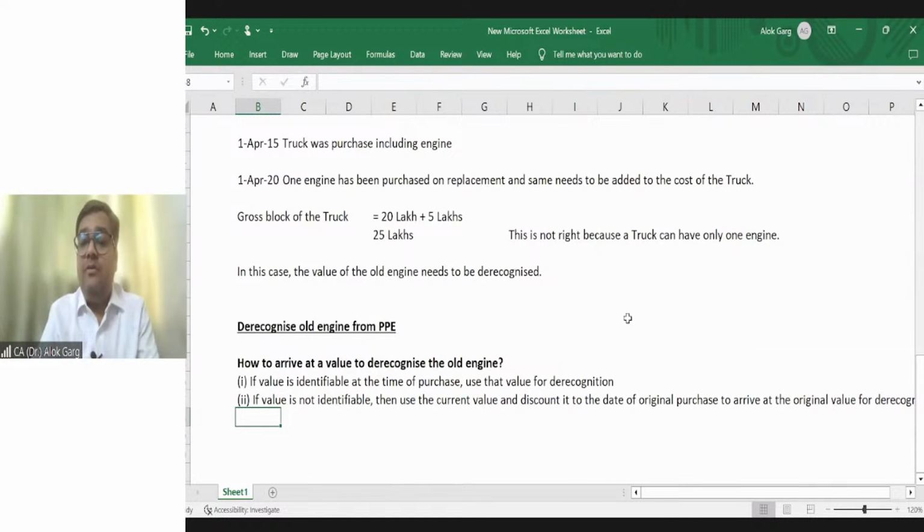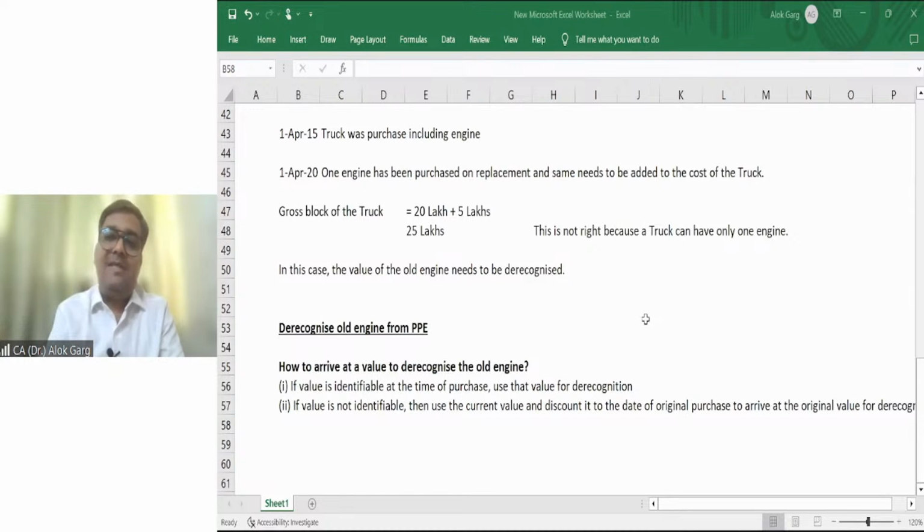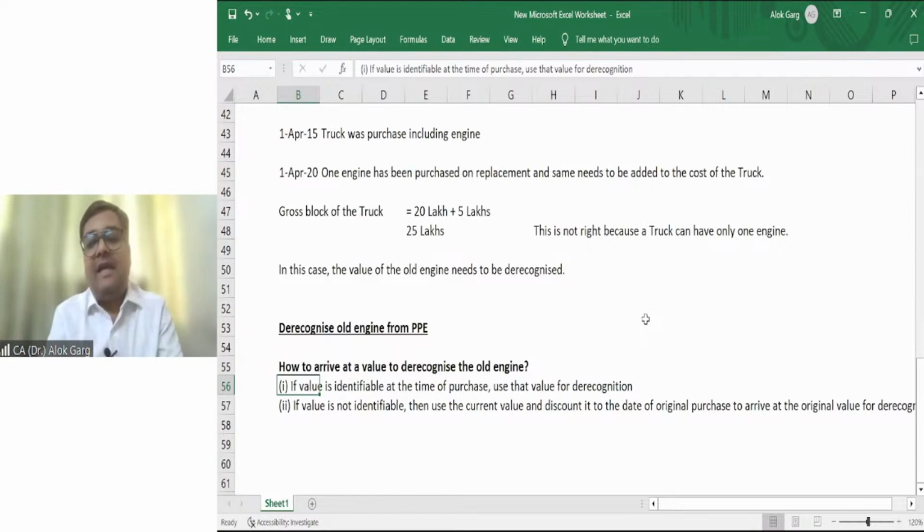Because you need a value. And when you bought a truck, you are not aware of the value of the engine separately. You are only aware of the value of the truck. Friends, now the standard says how to arrive at a value to de-recognize the old engine. Number one, if the value is identifiable at the time of purchase, use that value for de-recognition.